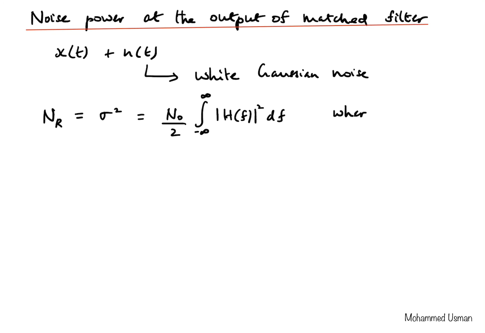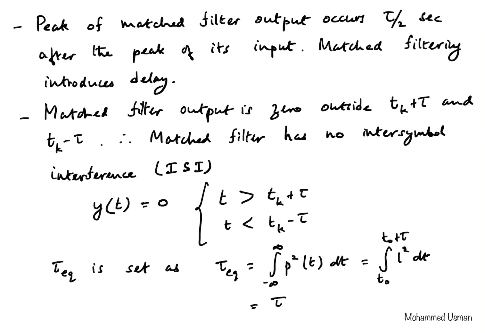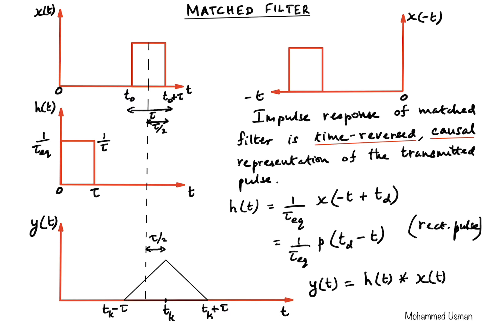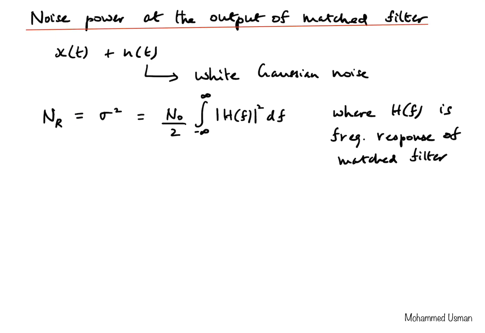Where H of f is the frequency response of the matched filter, that is, the frequency magnitude response. By the way, the frequency response is the Fourier transform of the impulse response. So we have the impulse response of the matched filter as h of t, and the frequency response H of f is nothing but the Fourier transform, or spectrum, of the impulse response.